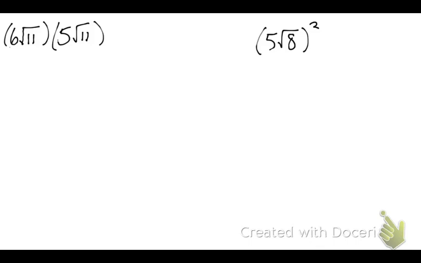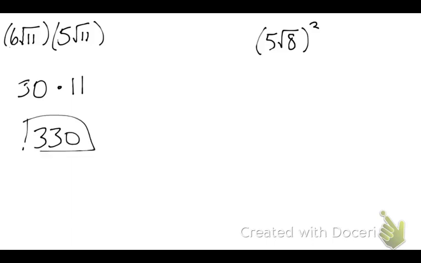Let's see how you did. 6 times 5 is 30, and the square root of 11 times the square root of 11 would just be 11. 30 times 11 would be 330. How'd you do? Last one, 5 root 8 squared. Well, 5 times 5 is 25, and the square root of 8 squared is just 8. And 25 times 8 is 200.